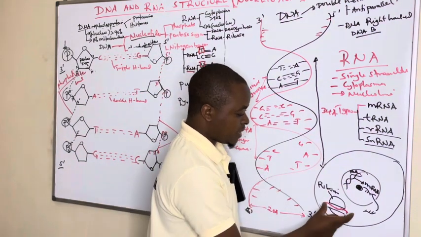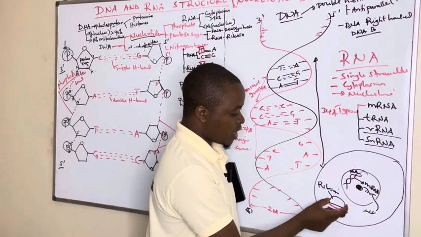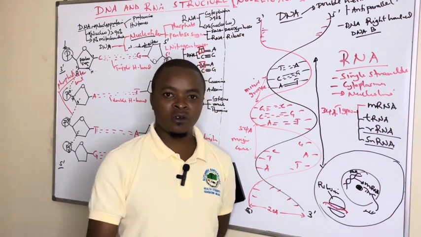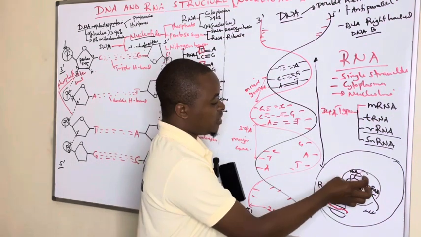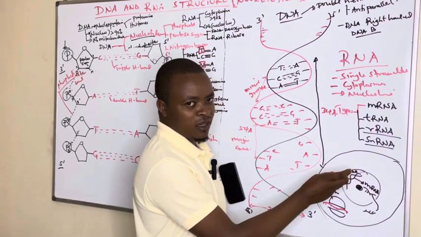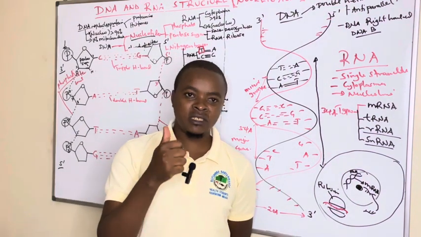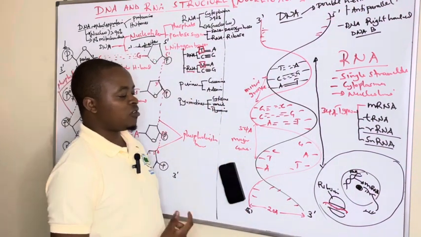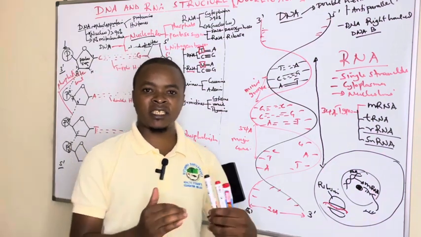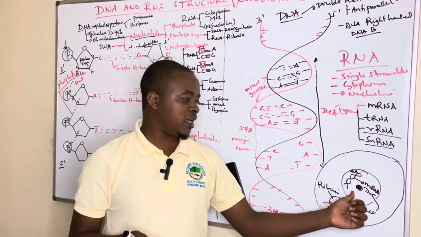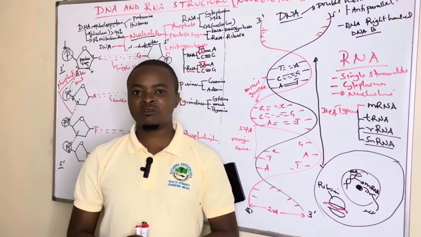Then it is taken to the cytosol, where ribosomes are located, and they act as a machinery for translating the genetic information from the big DNA and translating it into a predetermined protein. That is the function of the messenger. Messengers are always sent to send a message. So it sends the message from DNA and it is translated into a protein.